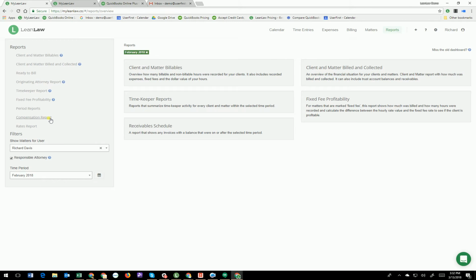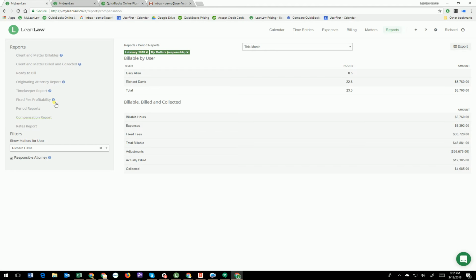First is the compensation report by responsible attorney. This is the billing for that attorney and all of the delegates associated with the matters that that attorney is deemed responsible for. I've selected the responsible button. I've picked Richard Davis, and I'm going to pick my time period, last month. This shows two timekeepers that had contributed to the matters for a total of $18,900.